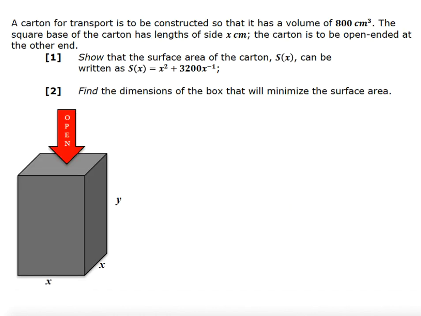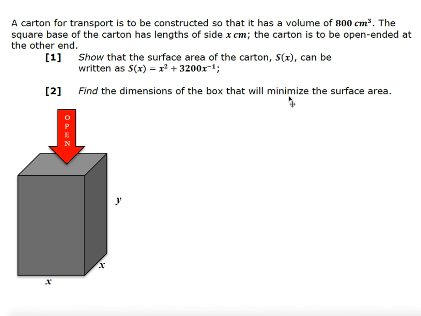So here's a classic example to get started. We have a big carton being used for transport. It has to be constructed so that the volume is given as 800 cubic centimeters, and the square base, which I've noted for you as x by x, allows for this height that I've called y, and we'll note that it is open-ended at the one end. So first task is to show that the surface area of this carton, S of x, which means the surface area is a function of x, can be written as you see here, and then we'll use that presumably to find the dimensions that will minimize the surface area.